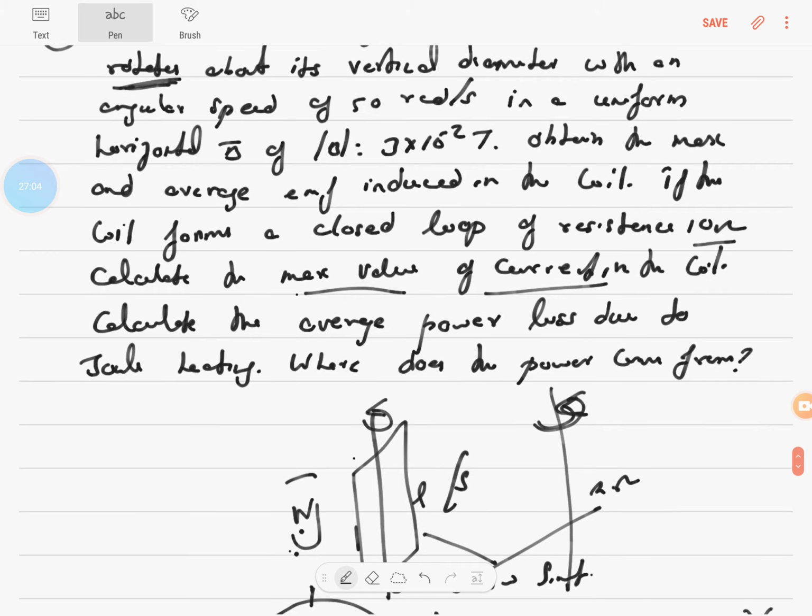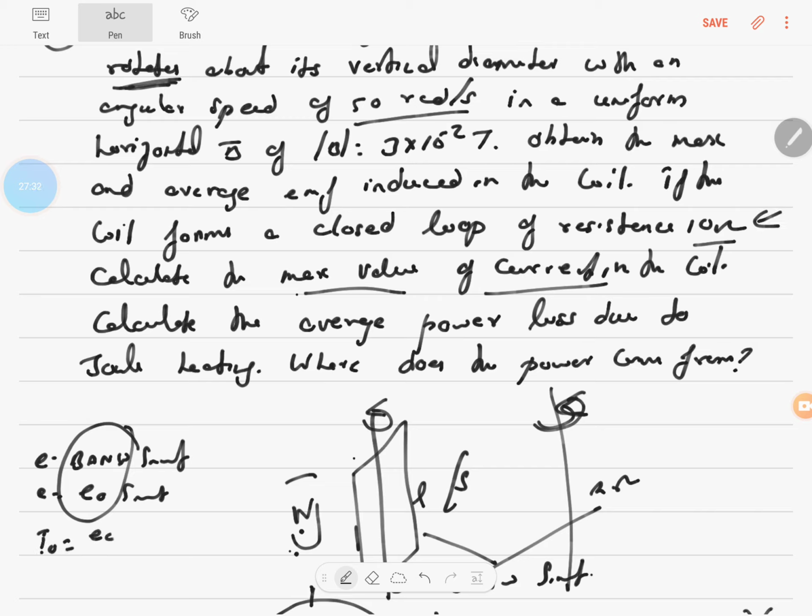50 radians per second, so the angular velocity has been given. Omega has been given, in a uniform magnetic field. Obtain the maximum EMF. I told you, E is equal to B A omega sin omega t. That will be the answer. And you know that this is similar to E is equal to E naught sin omega t. Therefore, E naught will be your maximum EMF. They will give you a resistance obviously in the sum, 10. So you can find I naught is equal to E naught by R, which itself is B A omega by R.